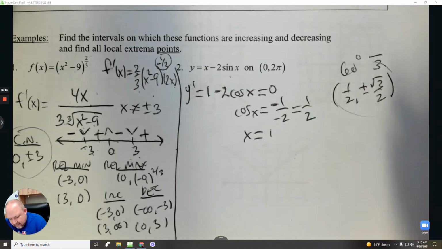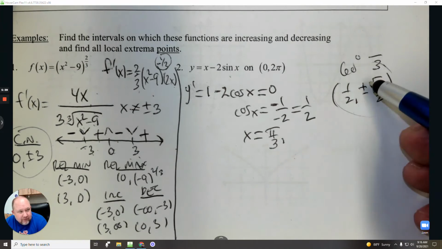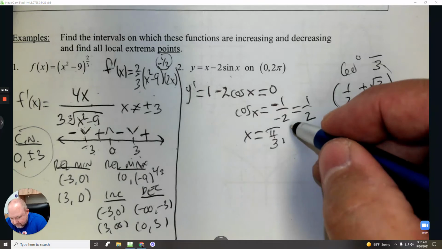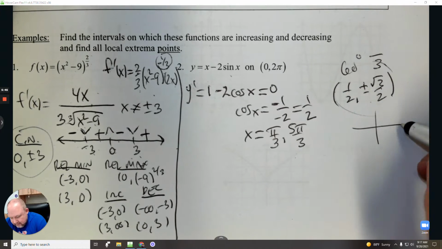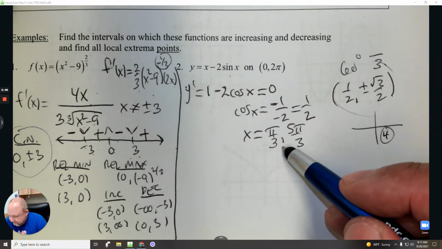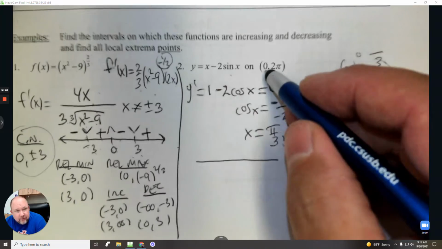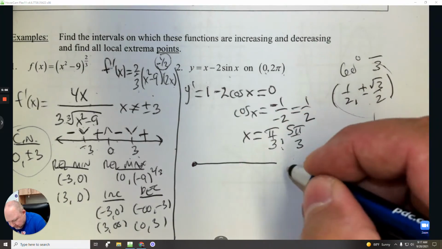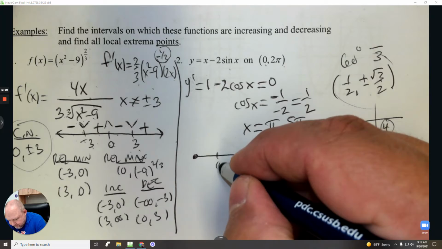So at 1 pi over 3, that would be positive, positive. And then at 5 pi over 3, that would be positive, negative. So that would be in quadrant 4 right here. So that's what we're looking for. Next, we're going to do a number line. Now this goes from 0 to 2 pi, so it doesn't go forever to the left or forever to the right. We're going to label it.